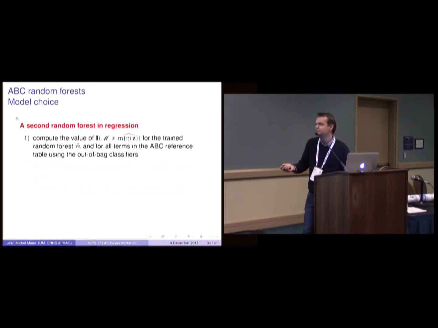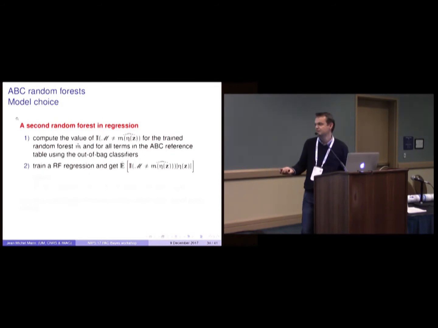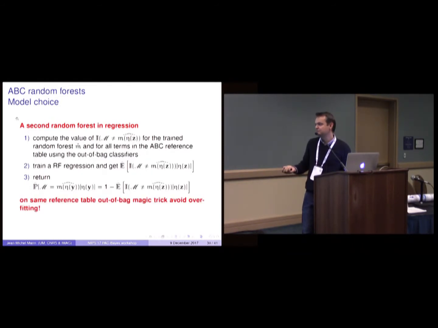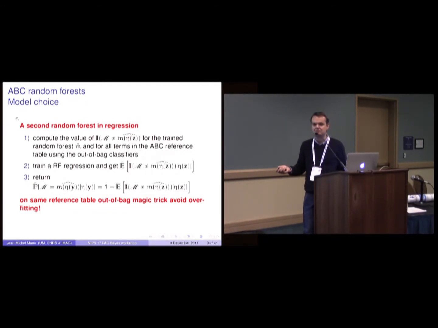So you compute the value of this here, using the out-of-bag classifier to avoid overfitting, and use the same reference table for the two forests. You train a forest to estimate this, and this is a regression forest on the 0, 1. You have got the good model or not, and you train a second forest to estimate this, and you get the estimate of the posterior probability of the selected model. You use the same reference table because of the out-of-bag magic trick to avoid overfitting. Here I have used the out-of-bag classifier to decide if this is 0 or 1.